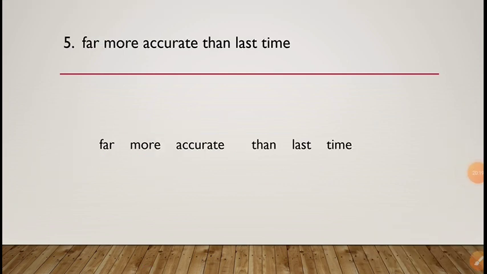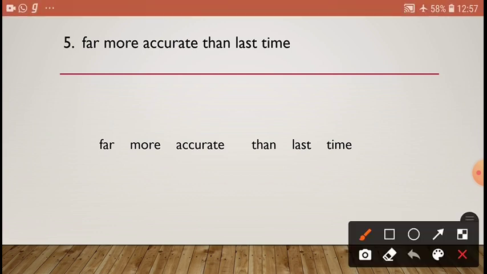Let us start the phrase analysis of far more accurate than last time. What are we talking about in this phrase? Which is the main word? We are talking about accurate, right? So, accurate is the head word here. Can you tell me what is the form of the word accurate? Yes, it is adjective.